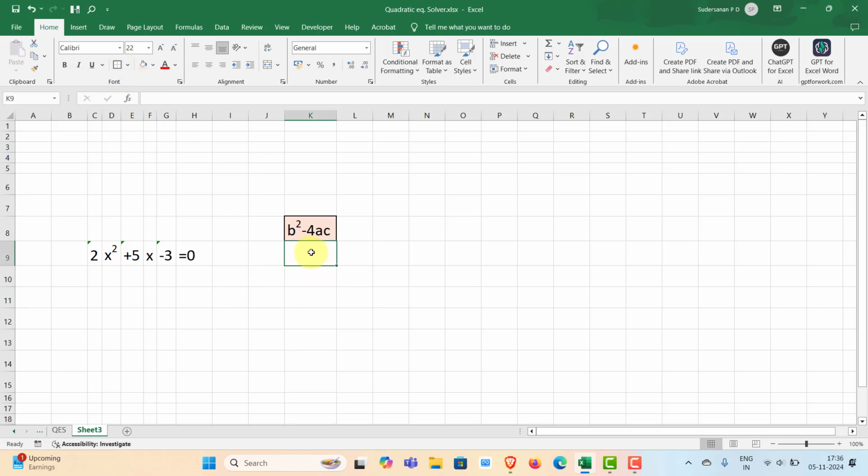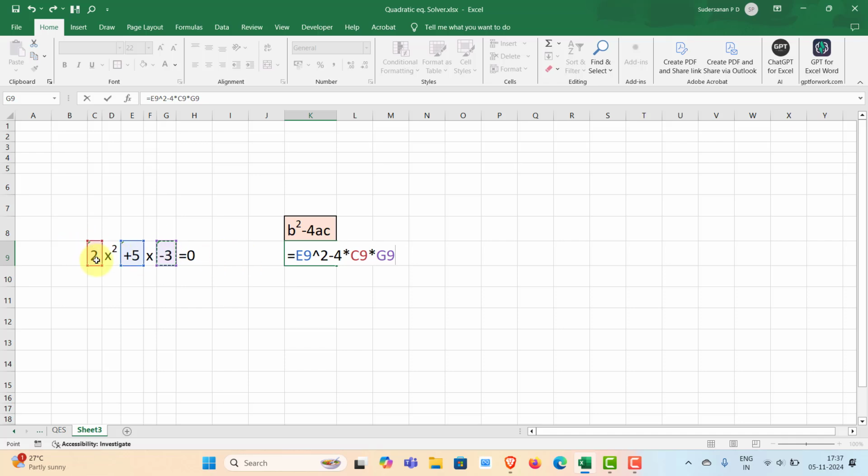I should get the b² − 4ac value here. So you can type equal to, B is here, 5. So you select this B, use the caret symbol for square, minus 4 star, A is 2, you select A, into C. C is −3. So this will give b² − 4ac. The B value is in cell E9, A is in cell C9 and C is in cell G9. So that should calculate b² − 4ac.